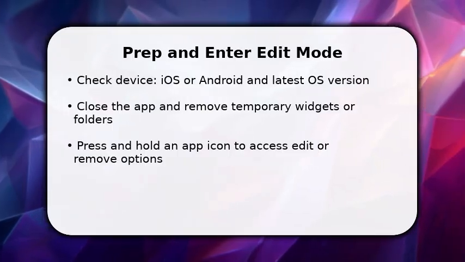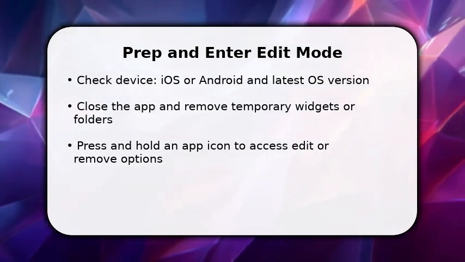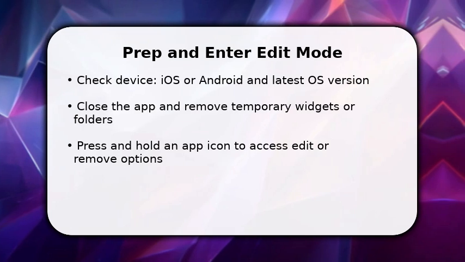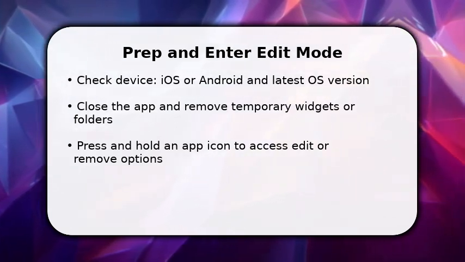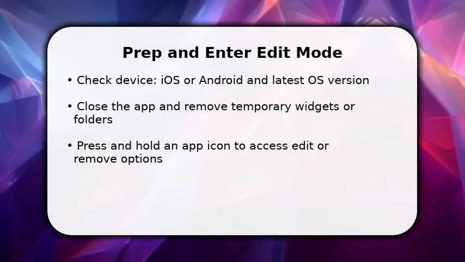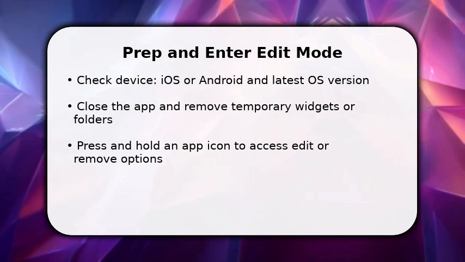You're starting right now? Confirm your device type and that notifications or widgets won't block the icon. Once done, close the app if running and press and hold the app icon until options appear. On iOS, you'll see Edit Home Screen or a contextual menu. On Android, you'll get drag handles and a remove option.